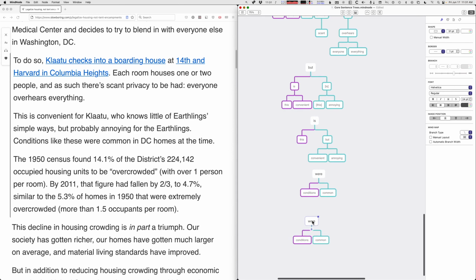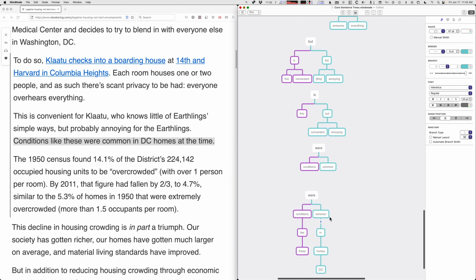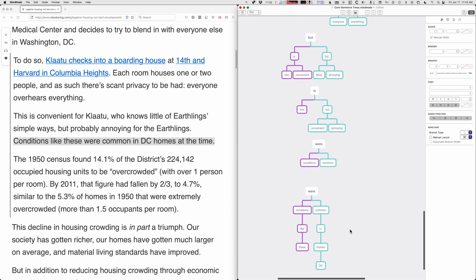So we have the structure tree with just the main words, and then we can add in the details afterwards, and it shouldn't involve much rearranging. The structure should not change. So let me highlight the sentence. So the conditions are like these. So as a modifier on conditions, were common, and then we have an in modifier on common, and it was in homes, and what type of homes? DC homes. And then we have at the time. And I need to figure out what that modifies.